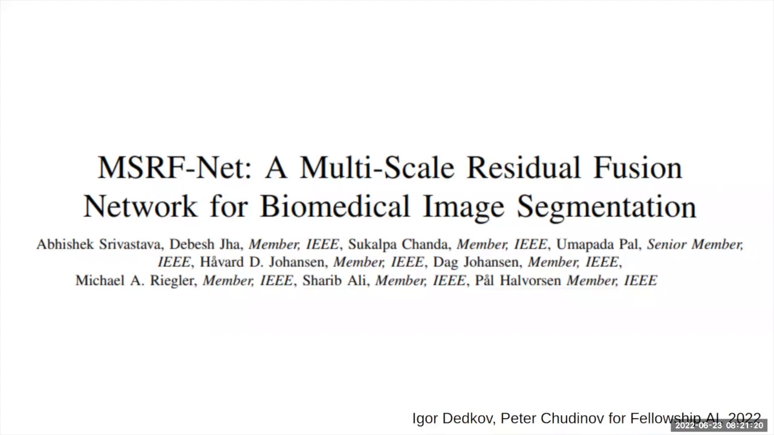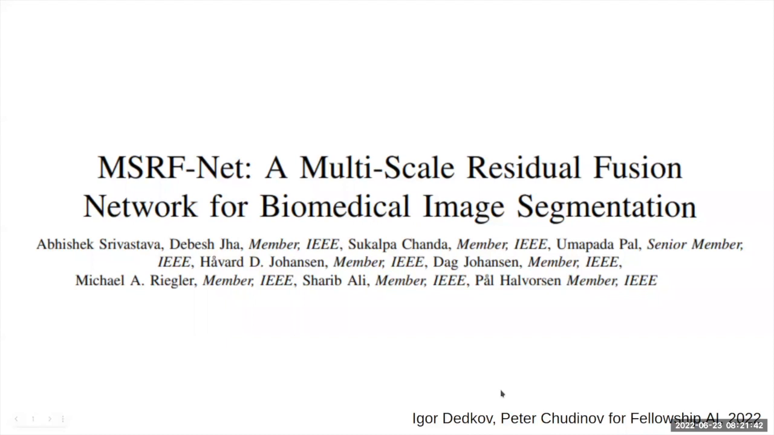We're going to talk about MSRF Net. It's a multi-scale residual fusion network for biomedical image segmentation. A very fancy name, but in reality, it's just a neural net that segments various things in biomedical images, and looks like pretty much all of the images.